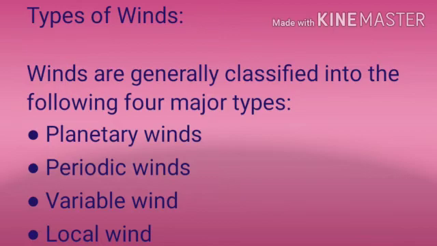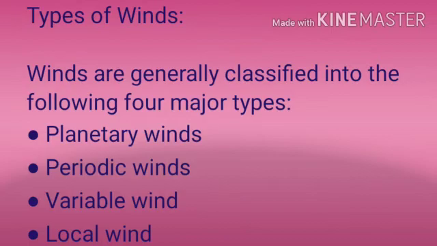Next one, variable winds or cyclones. The term cyclone is a Greek word meaning coil of a snake. Cyclones are centers of low pressure where the winds from the surrounding high pressure area converge towards the center in a spiral form. Due to the rotation of the earth, the cyclonic winds in the northern hemisphere move in an anti-clockwise direction, whereas they move in a clockwise direction in the southern hemisphere. Cyclones can be classified into tropical cyclones, temperate cyclones, and extratropical cyclones.